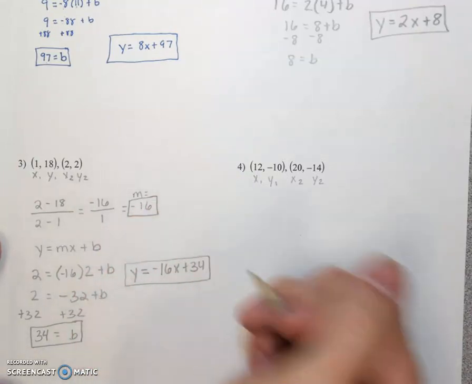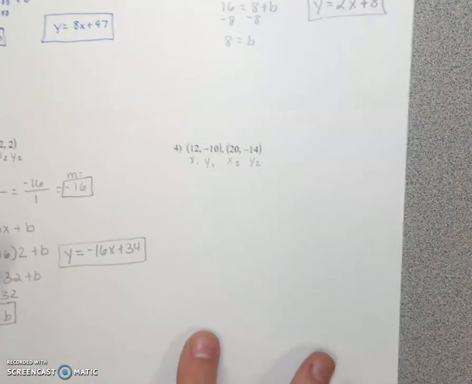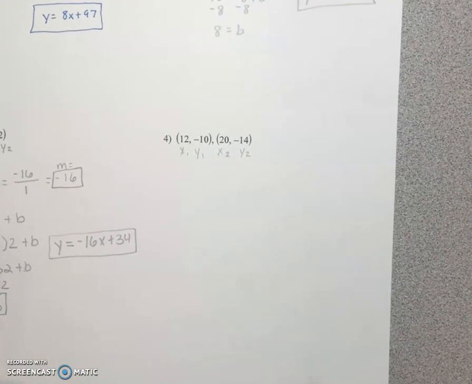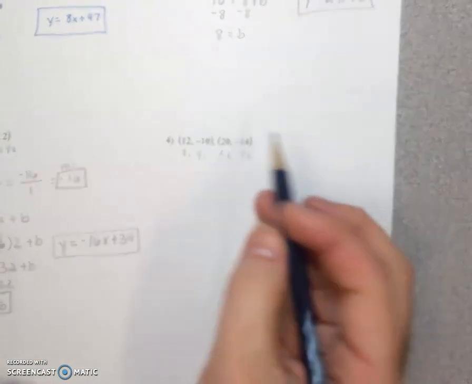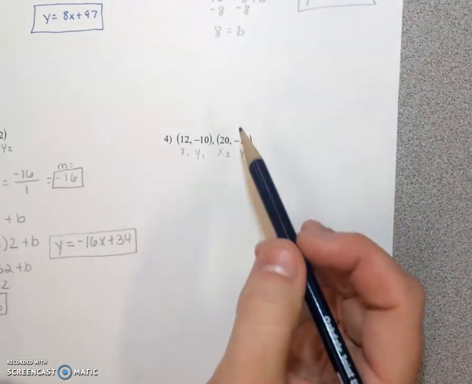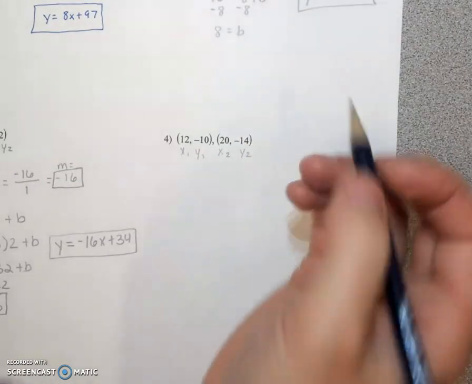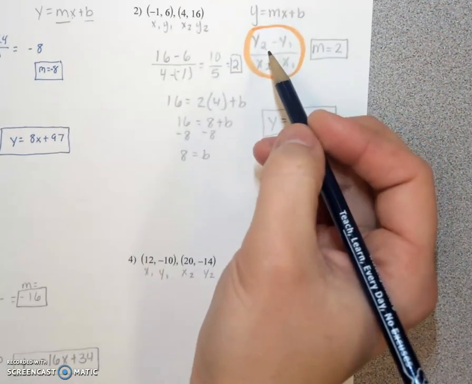Okay, number 3 is done for you. Let's do number 4 together. Make sure we got it. We already labeled our points. Again, that's like the first very important start of all of it. So I'm going to pull this back down.